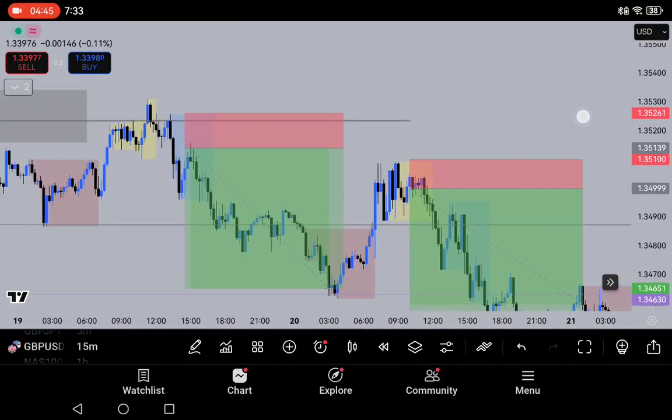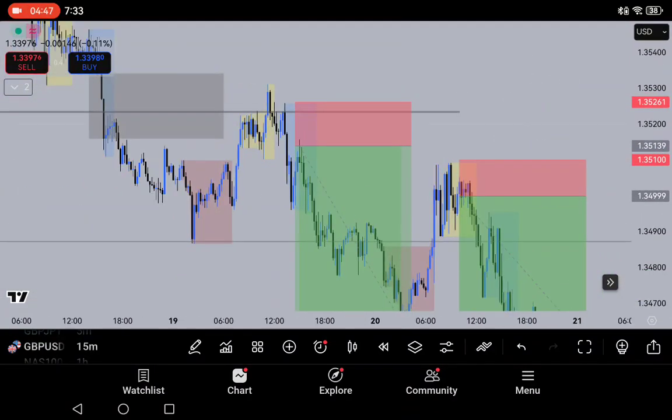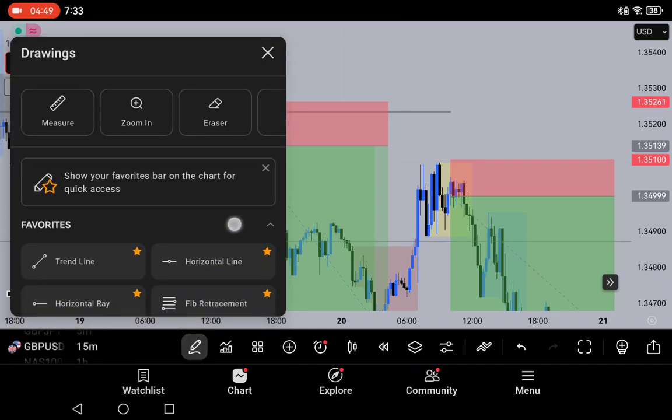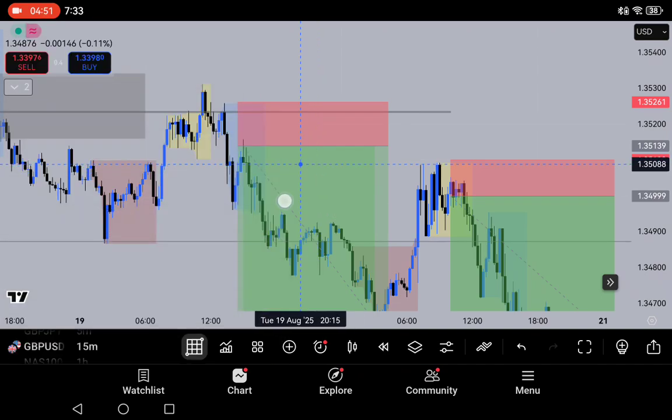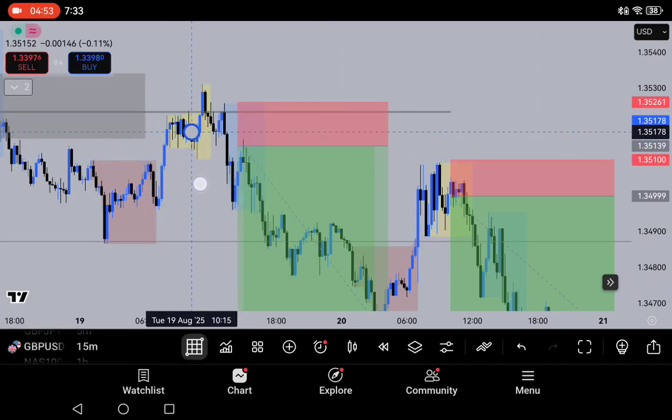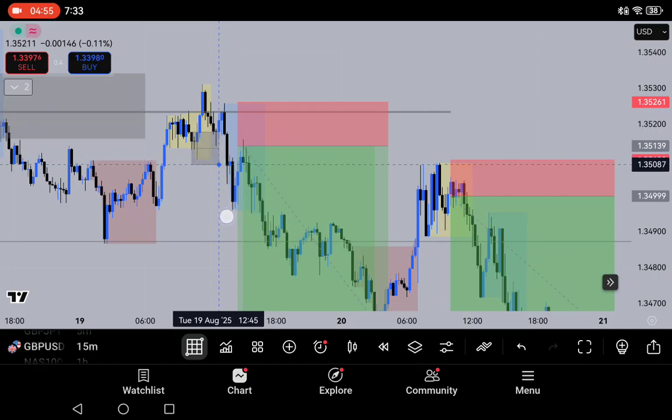When we get to 15 minutes, this was the last demand here, which price was supposed to respect. You can see price came into the demand, tried to respect it, then did what? It failed the demand and created another FVG to the downside. Now we take out this thing from here.